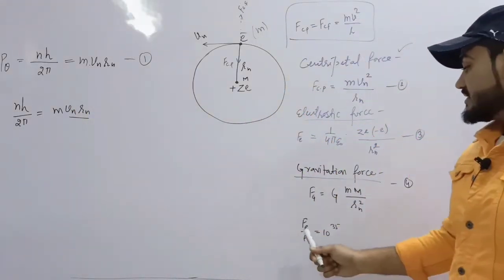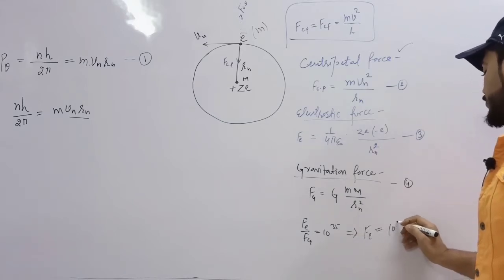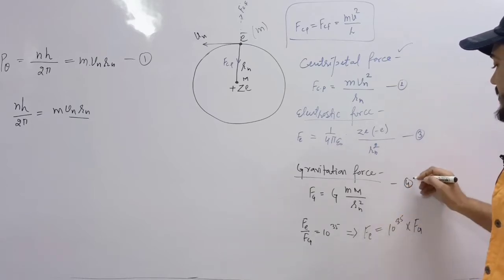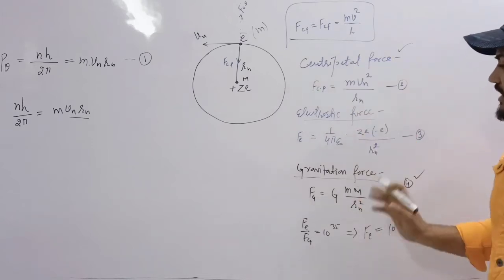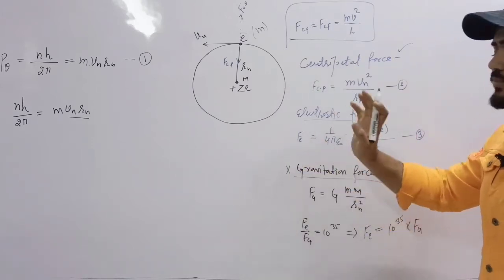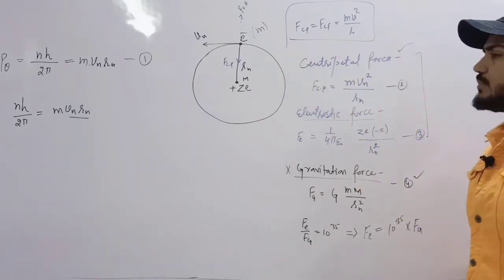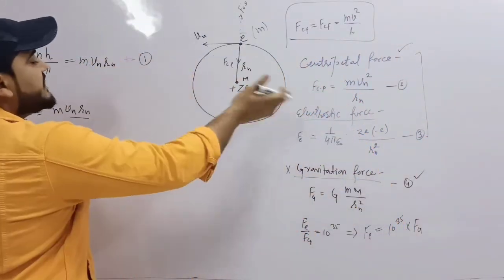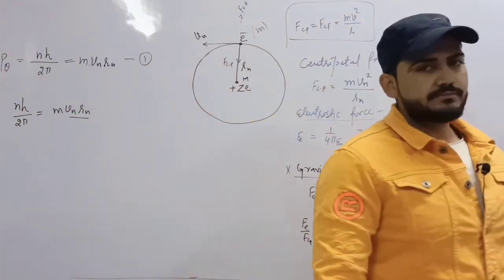It means that this force of electrostatic attraction is 10 raised to power 35 times more than the force of gravitation. That means this force, which is given by this equation number 4, is very less, or we can say negligible, as compared to the electrostatic force between the electron and the nucleus, and due to this reason this is dropped. So now we have these two forces, and that equation, that is nh upon 2 pi is equal to mvnRn. Okay, now by using these three things we have to calculate this Rn and Vn. Then what is the process and how can we calculate?